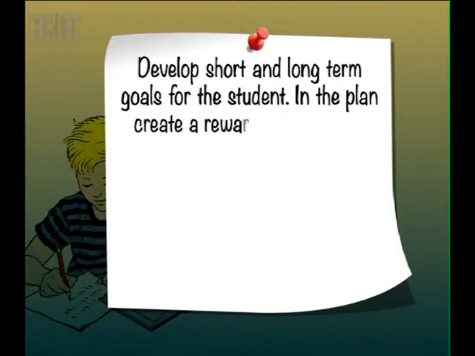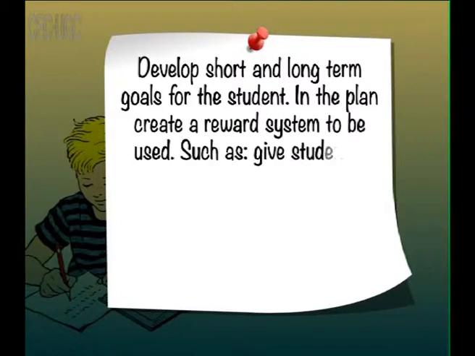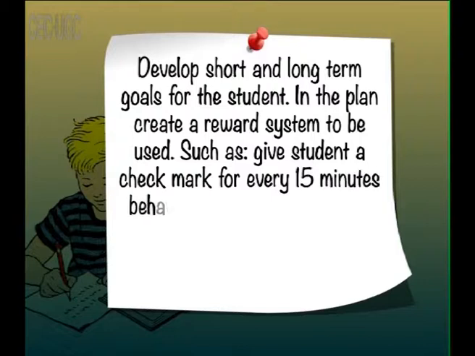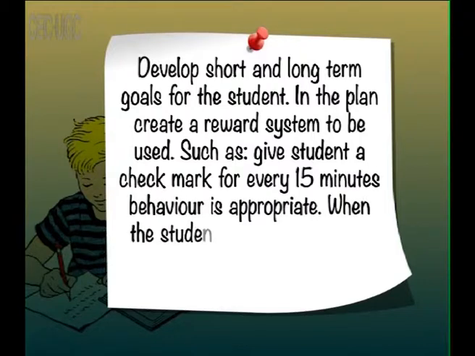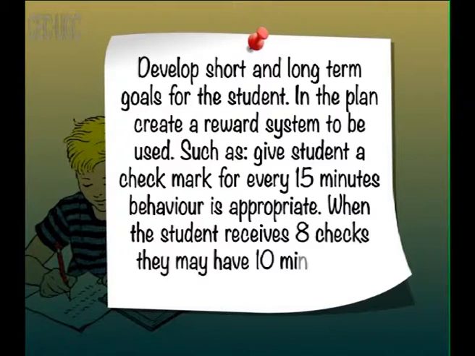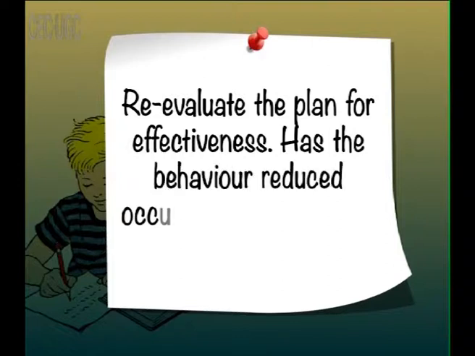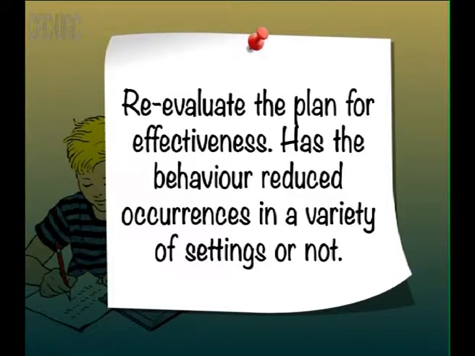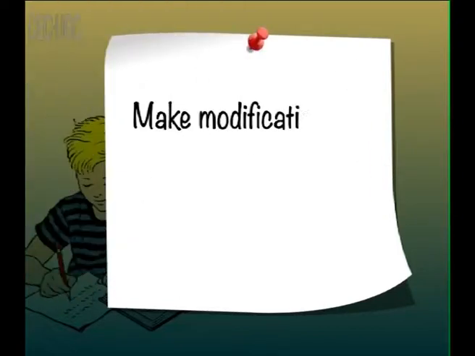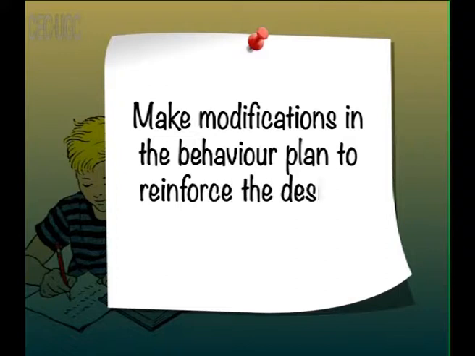In the plan, create a reward system to be used, such as give the student a check mark for every 15 minutes behavior is appropriate. When the student receives 8 checks, they may have 10 minutes of computer time. Re-evaluate the plan for effectiveness. Has the behavior reduced occurrences in a variety of settings or not? Make modifications in the behavior plan to reinforce the desired outcome. A behavior modification chart is a widely accepted tool to help the child visually understand the key behavior expectations and track their progress.